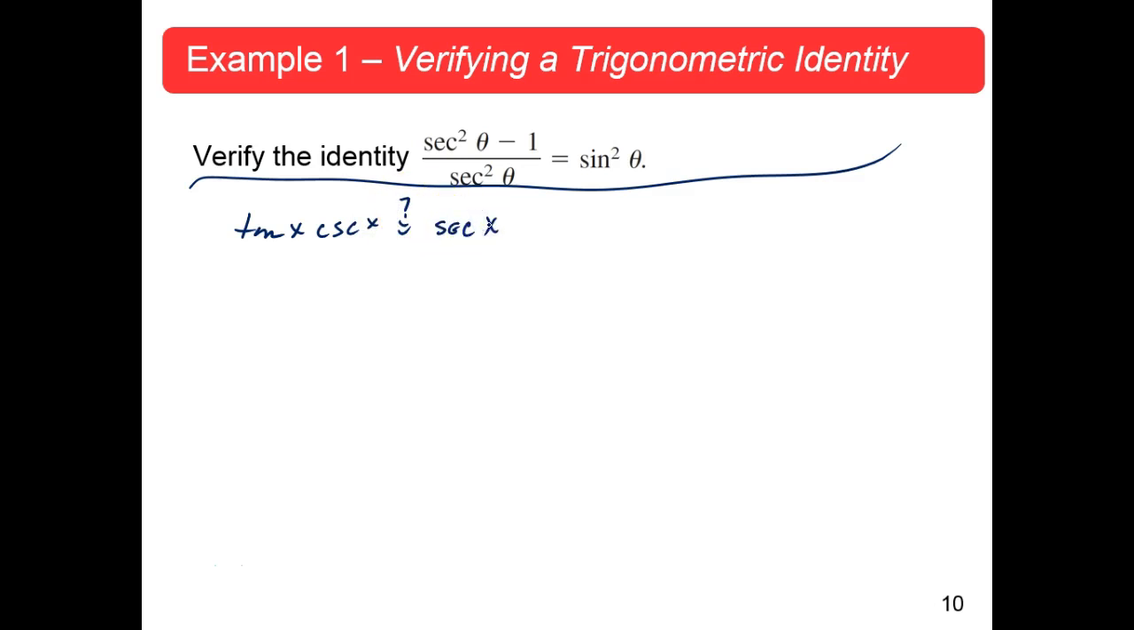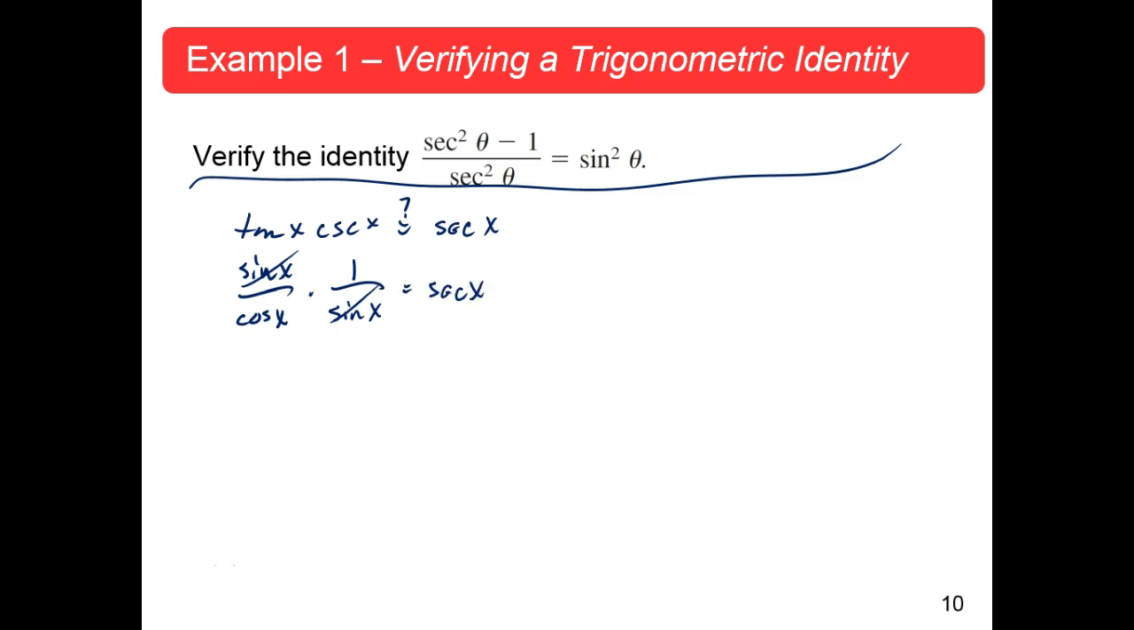Now, what would you do on this one? You could just take the tangent, put it as sine over cosine. Absolutely. Let's get everything in sines and cosines. So that's sine x over cosine x times, what's cosecant in terms of sine and cosine? 1 over sine x. This is looking good. And what happens? They disappear, and then you have 1 over cosine, which is secant x. Perfect. Done. That was pretty simple.